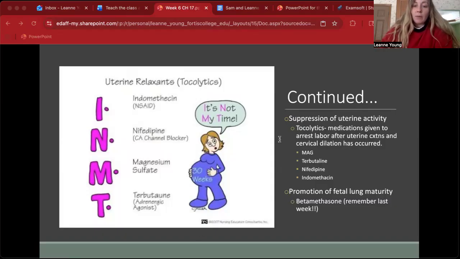Magnesium sulfate is the most commonly used tocolytic agent. Maternal and fetal adverse reactions are typically less severe when magnesium is in use. So it's a good option whenever we're trying to relax that uterine smooth muscle and prevent moms from having contractions.